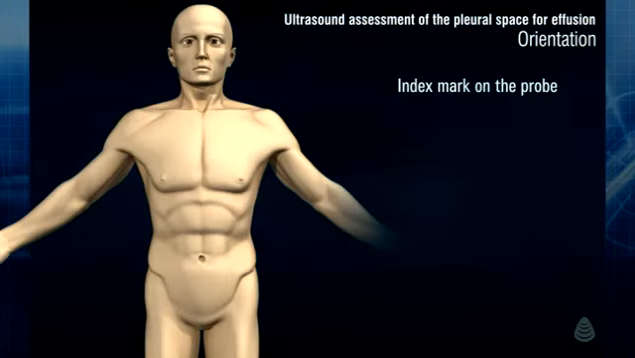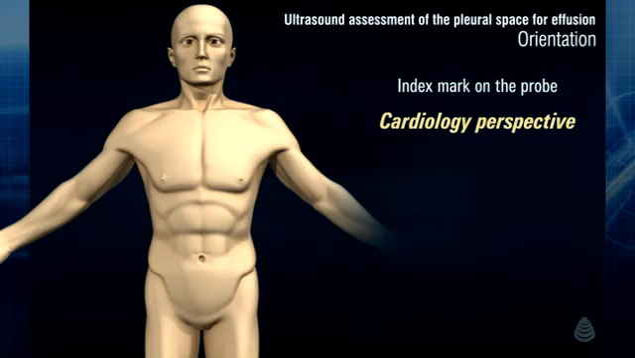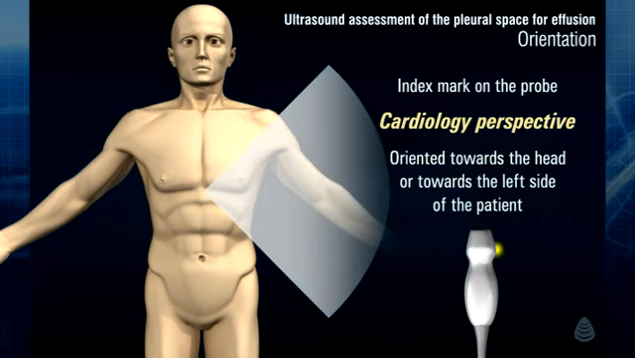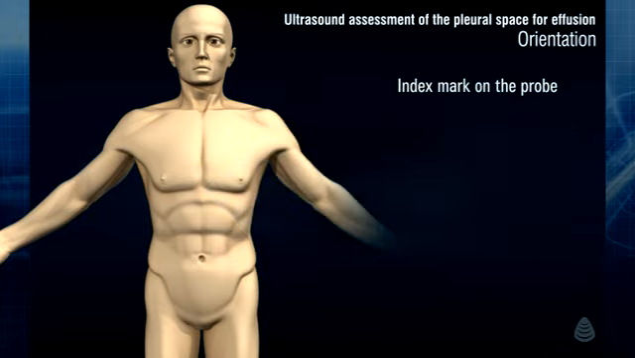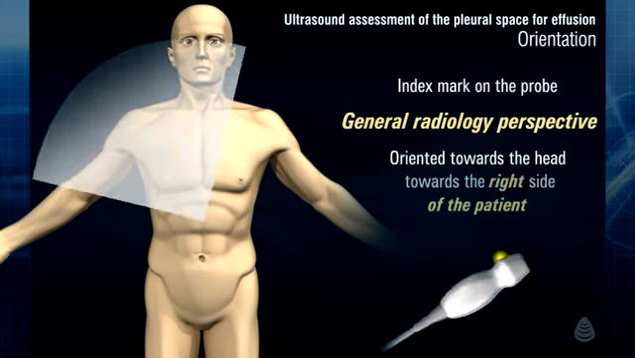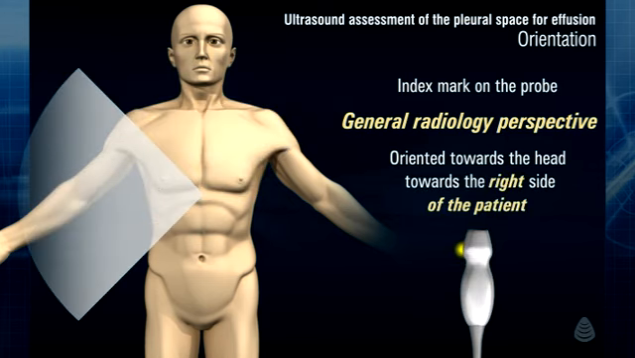Physicians having a background in echocardiography are used to scan with the index mark of the probe being oriented either towards the patient's head or towards the left side of the patient. Physicians having a background based on the general radiology convention, as are most emergency department physicians and trauma surgeons performing the FAST exam, are used to scan with the index mark on the probe oriented towards the head of the patient or towards the right side of the patient.